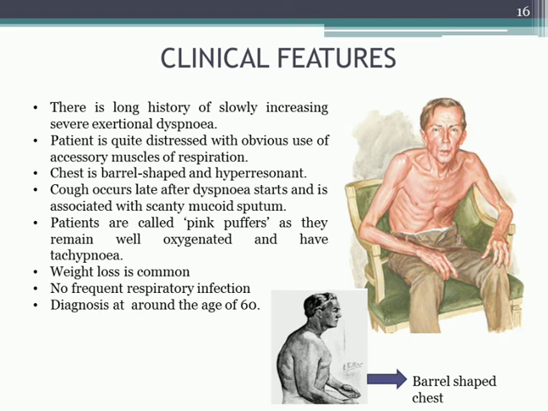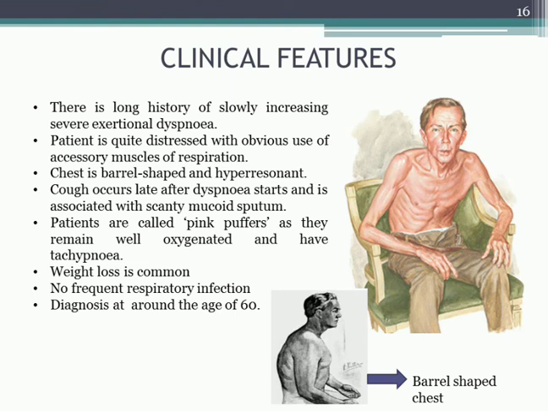There is a long history of slowly increasing severe exertional dyspnea. As I told you, in emphysema the first symptom is dyspnea. Initially dyspnea will be there, followed by cough. The cough is not that much compared to bronchitis. The patient is quite distressed with obvious use of accessory muscles of respiration, because the lungs have to pull out. We know the accessory muscles of the respiratory system, right? Costal muscles, intercostal muscles, like that. So they have to use the accessory muscles to exhale out.